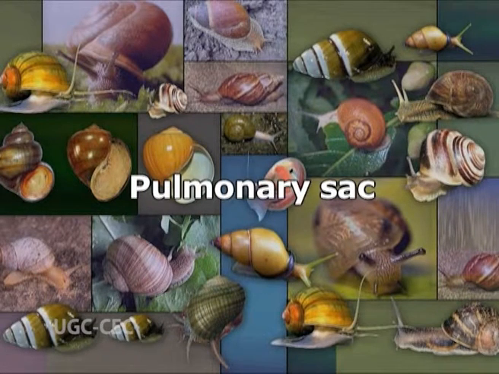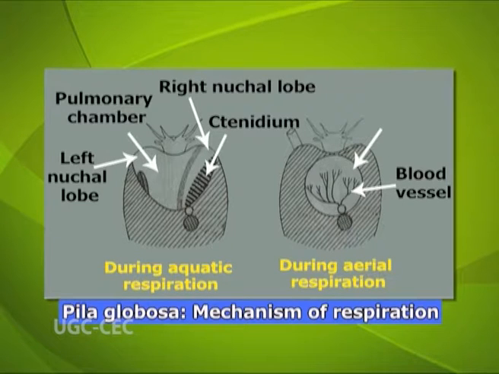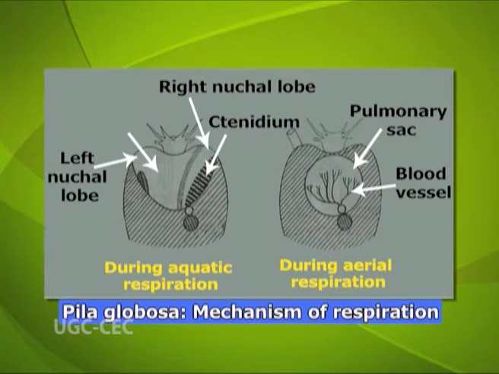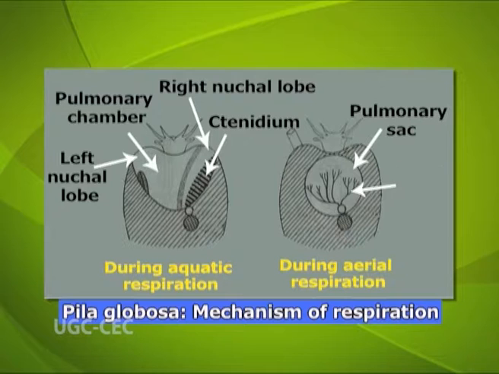Pulmonary sac. The pulmonary sac or lung is a closed cavity like a bag, which hangs from the dorsal wall of the mantle in the pulmonary chamber. The dorsal wall of the pulmonary sac is densely pigmented while the ventral wall is creamy white. The walls of the sac are highly vascular, that is, richly supplied with blood vessels. The pulmonary sac communicates with the pulmonary chamber of the branchial cavity by an aperture known as the pneumostome.